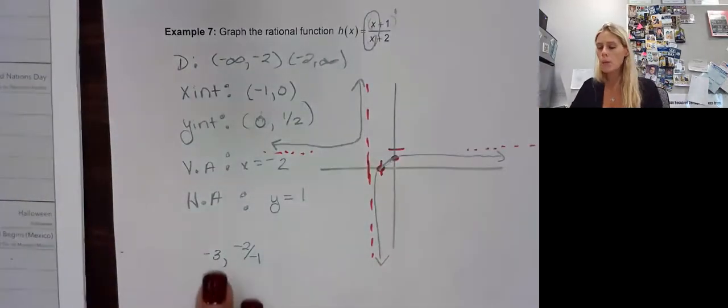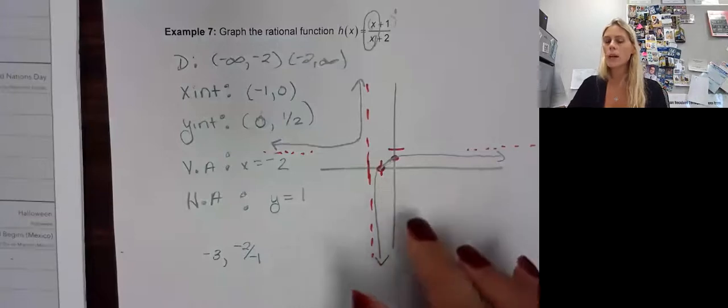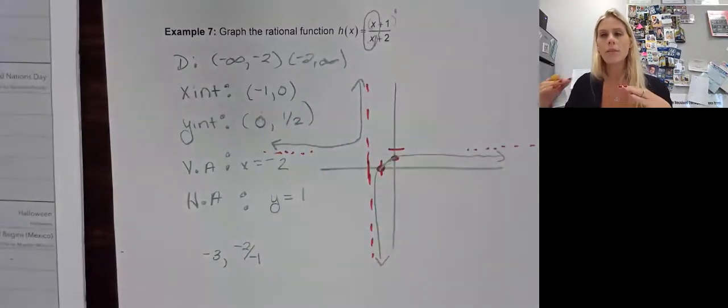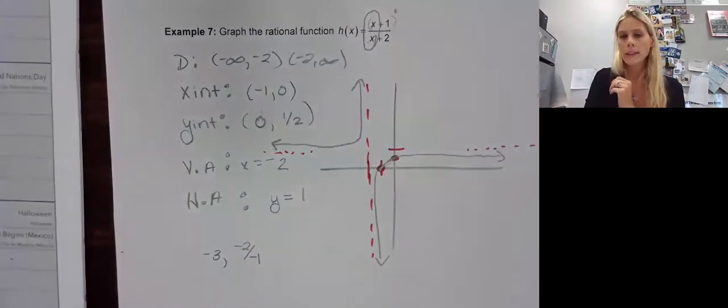So plugging in points really quickly helps you identify which of the 4 our graph is in. And remember to hug those asymptotes. Okay, let's practice some of those.